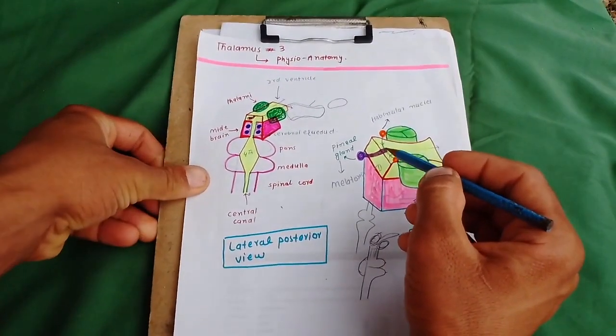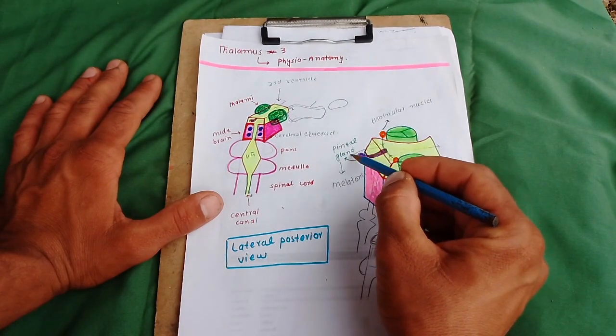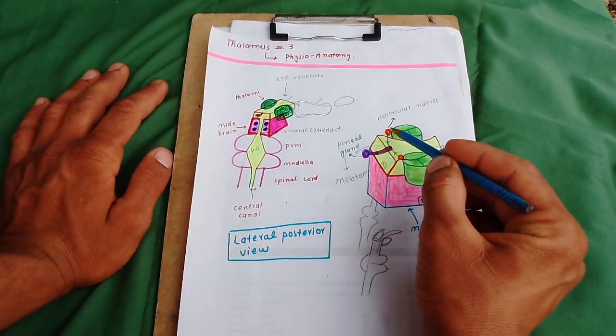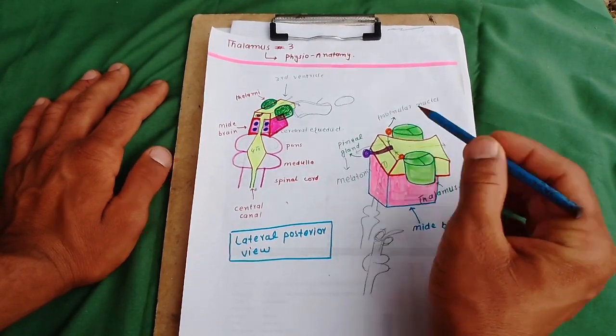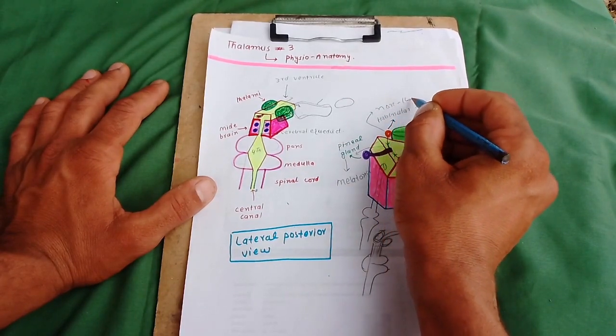These are the wall of the third ventricle. So the pineal gland is attached to the wall of the third ventricle and directed posteriorly. Another structure is called the habenular nuclei. This is one nucleus, this is another nucleus. So this is the non-thalamic structure.